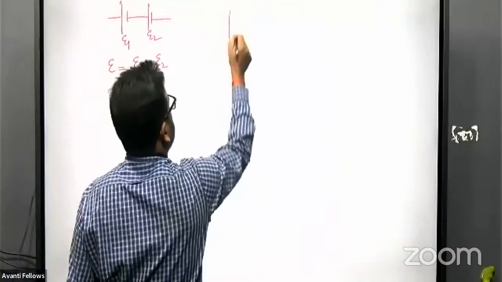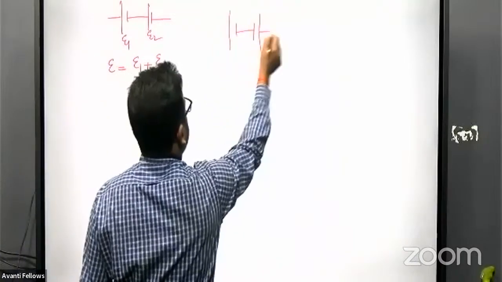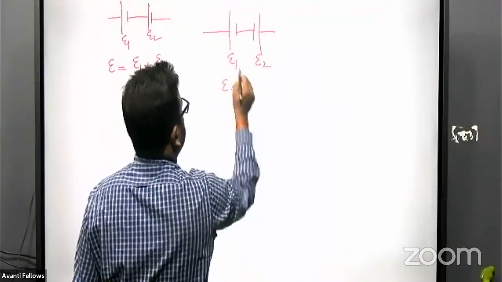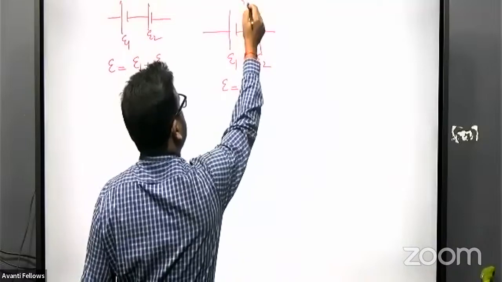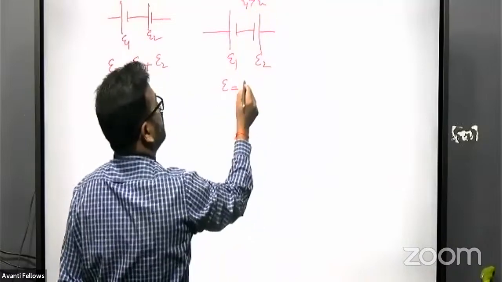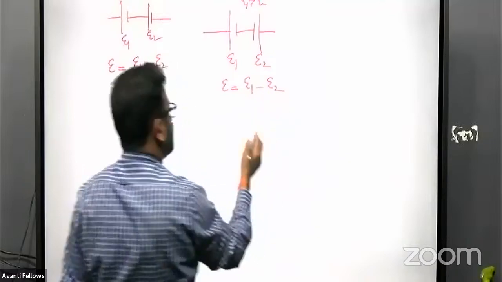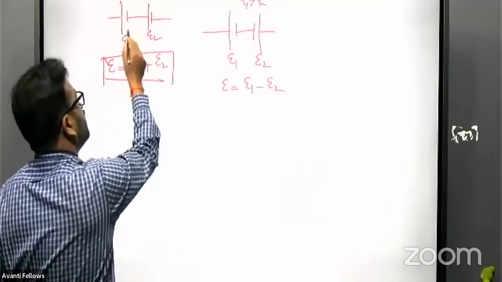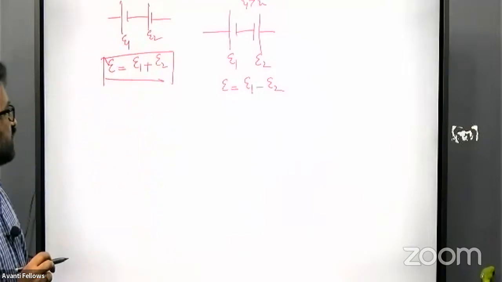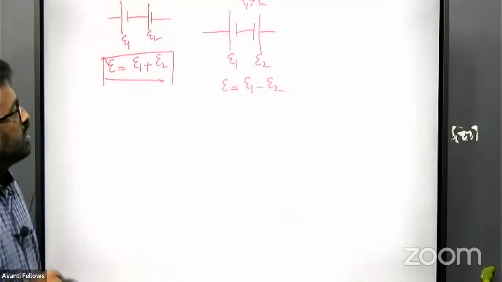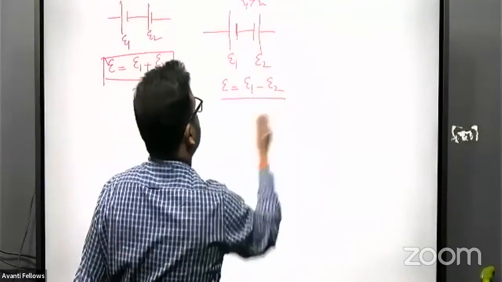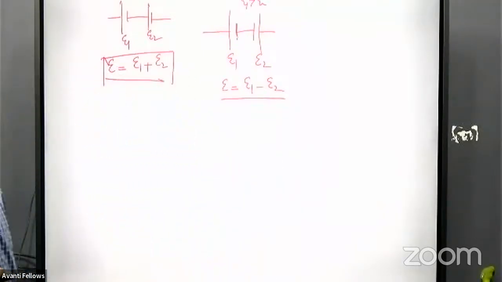And if the 2 cells are connected like this, remember, this is E1, this is E2. Here the equivalent EMF will be whichever is greater. Here E1 is greater than E2, so this one will be equal to E1 minus E2. So while solving problems, you have to remember this. If 2 cells are connected in a series manner, the effective EMF will be the sum of individual EMFs. And if 2 cells are connected like this, that will be the difference of the EMFs. This also you have to remember for the exams.